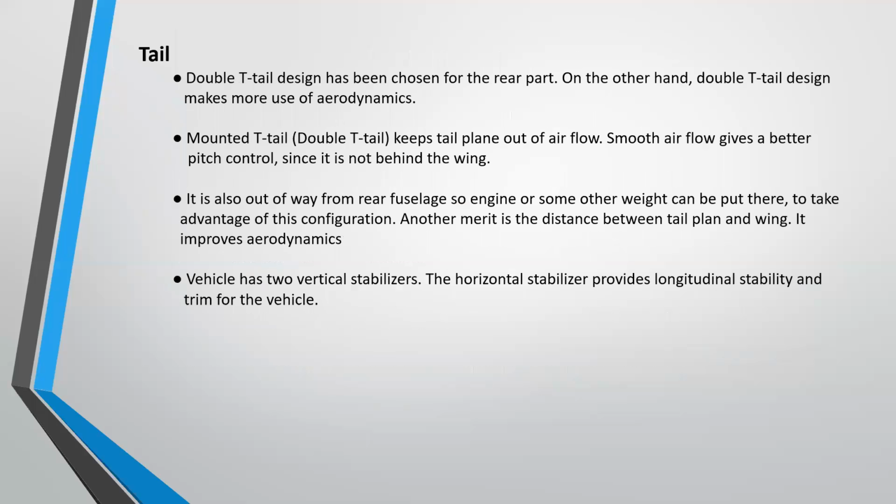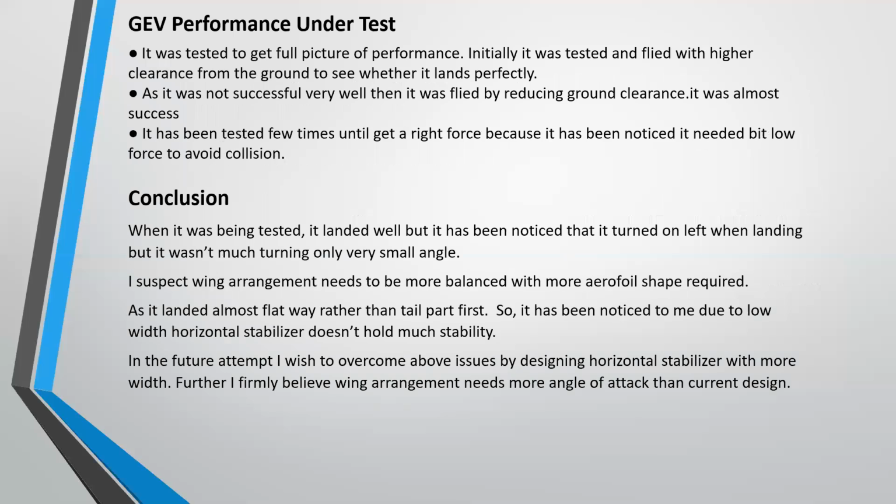I used the double T-tail design for the rear part. On the other hand, the double T-tail design makes more use of aerodynamics. A mounted T-tail keeps the tail plane out of the airflow, so smooth airflow gives a better pitch. It is also away from the rear fuselage, so the engine or some other weight can be placed there. Another merit is the distance between the tail fin and the wing. It improves aerodynamics, and the vehicle has two vertical stabilizers. The horizontal stabilizer provides longitudinal stability.